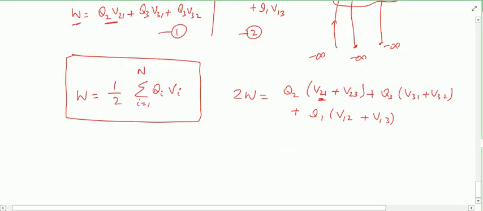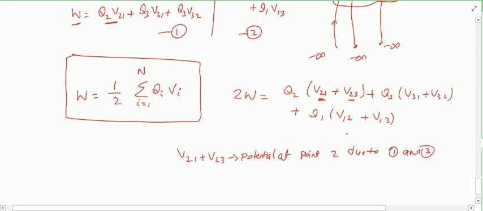Now here you see V21, V23, what is this? This is basically potential. V21 plus V23 is the potential at point 2, suppose, where the Q2 is placed, due to charges at 1 and 3. So I can write this as V2 only, because it is the effective or absolute potential at point 2.